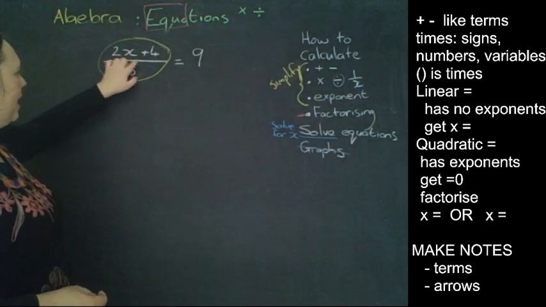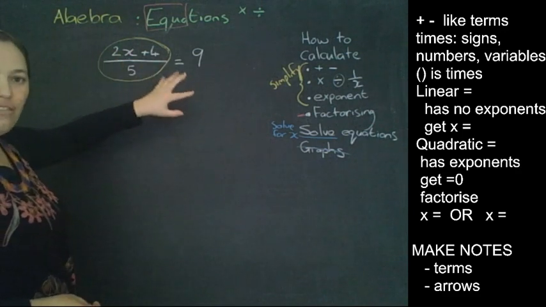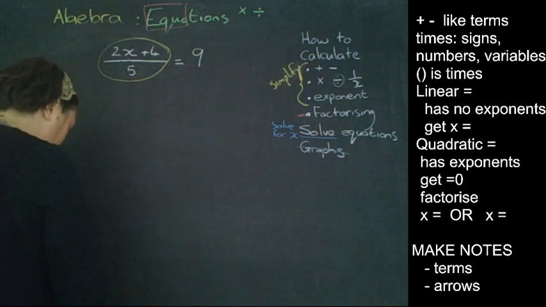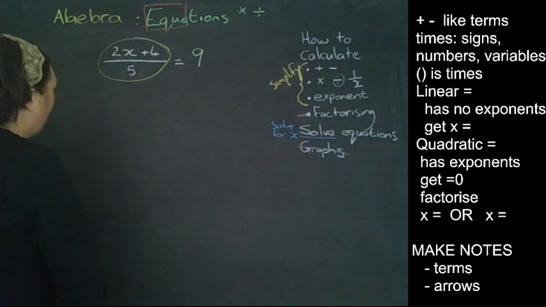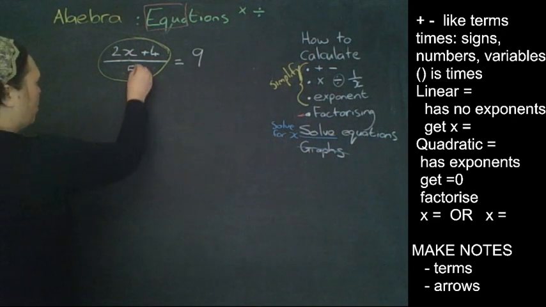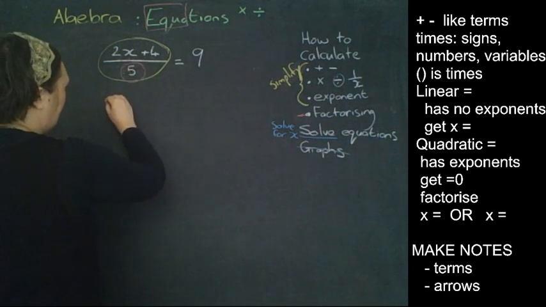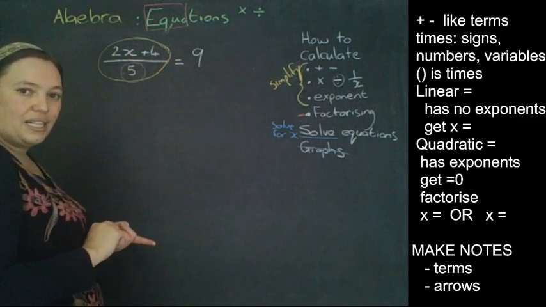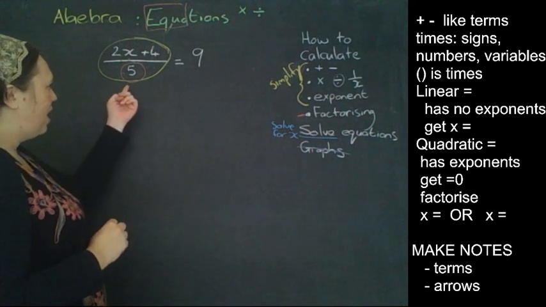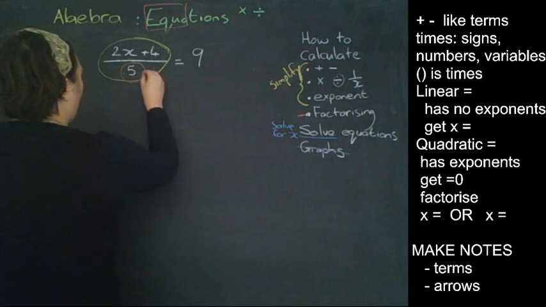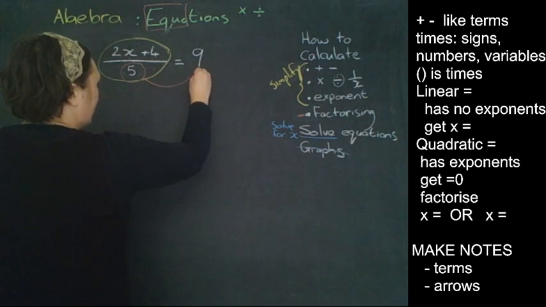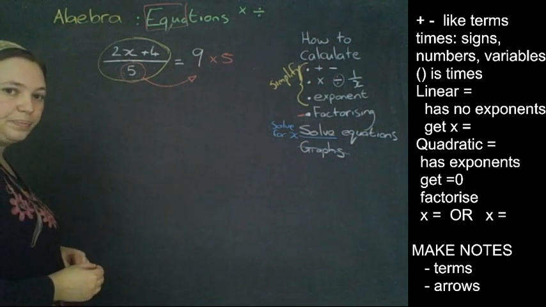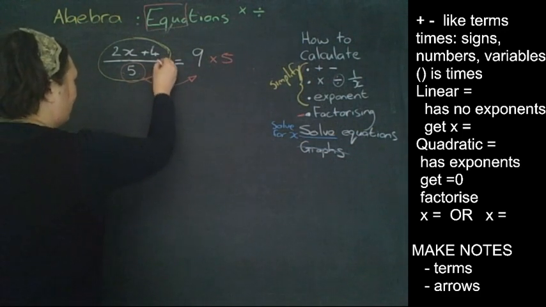So we have to start getting rid of things that are the furthest away from the x. So here, we're going to have to get rid of the divide first. So, getting rid of a fraction or a divide, we're going to take this one, and it's divide on this side. So what's the opposite of divide? The opposite of divide is times. So we're going to move it to that side, and we're going to make it times.